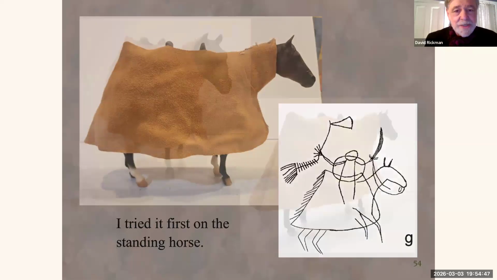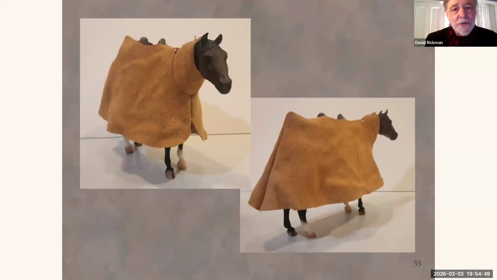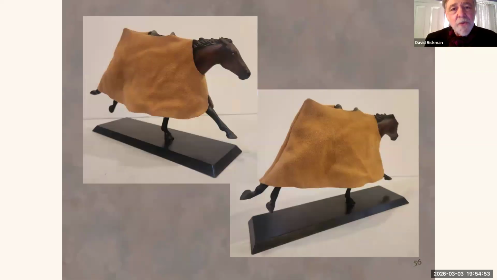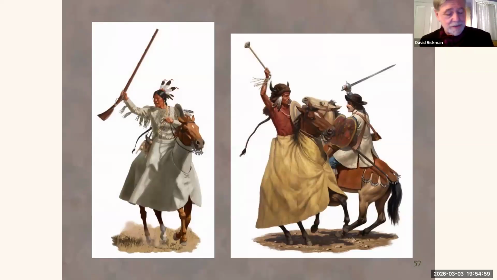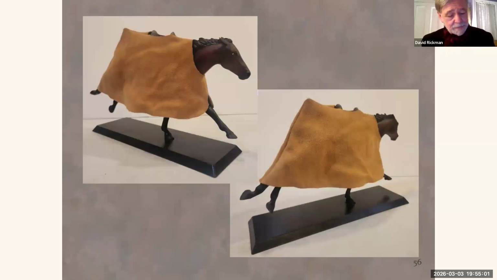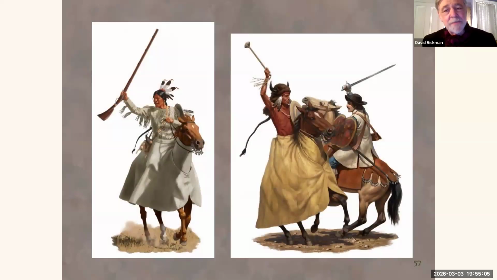I tried it on the standing horse, and here's a couple more views of what that might look like. And then I tried it on the running horse, and it worked like a dream. The guy could really move around if he was armored like this. So this is how I represented the Comanches in my artwork for Schreiner University.